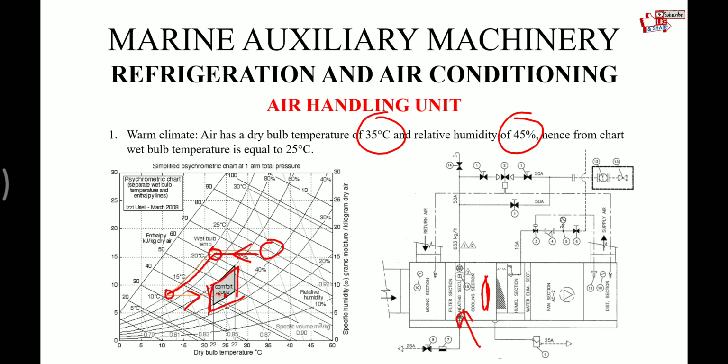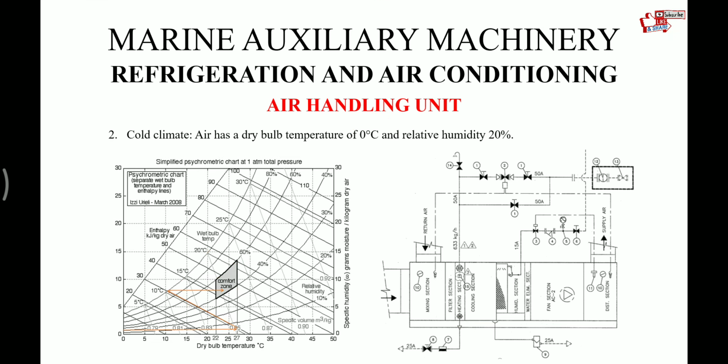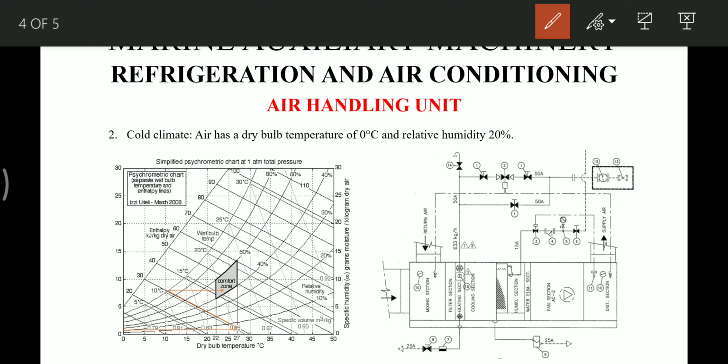Now let's see how the air is controlled during winters. During winter, let's suppose we have an air temperature of 0 degrees Celsius and its relative humidity is 20%. So we can consider this point, it exists over here. So what we have to do in winters, first we have to heat it to 27 degrees Celsius. The heating process is this one.